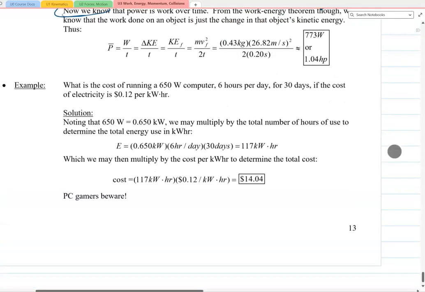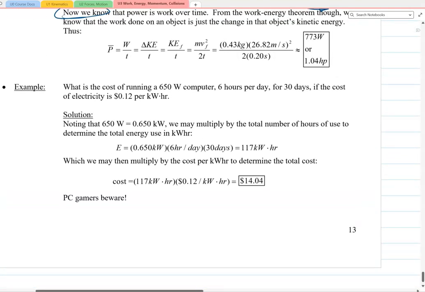And then the final example that we see in the summary notes here is asking us to find the cost of running a computer that draws 650 watts of power, or watts of energy, I should say. Well, no, power. Let's be consistent here. A watt is a measure of energy per unit of time. So it requires 650 watts of power to operate, and it's going to operate 6 hours a day, 30 days, and the cost of electricity is 12 cents per kilowatt hour.